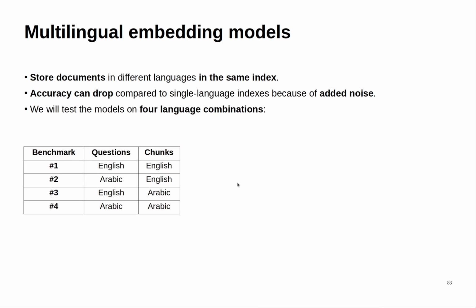But if you don't like the idea of merging documents in different languages in one vector store, we can try something else. We will perform 4 tests with these combinations. In the first one, we will ask questions in English, and the index will have text chunks in English. In the second one, we will keep the text chunks in English, but we will ask the questions in Arabic. The third test is similar to the second one, but the questions are going to be in English and the text chunks are in Arabic. Finally, both the questions and text chunks are going to be in Arabic.